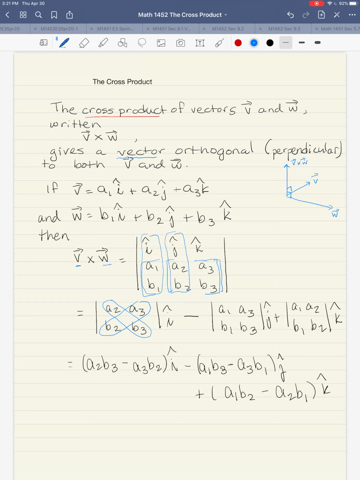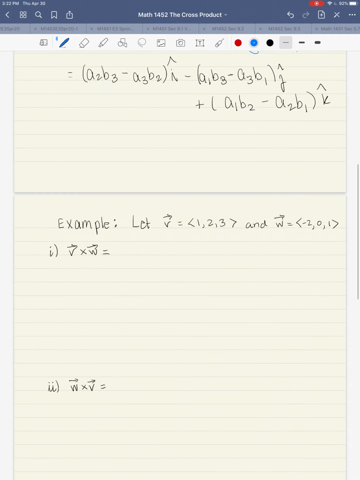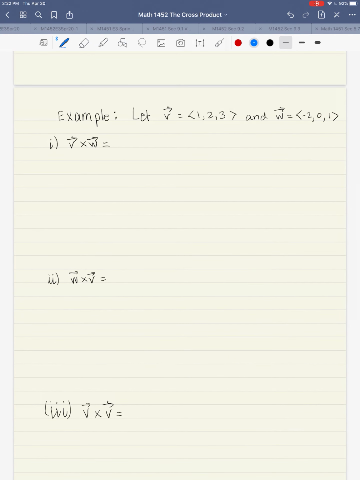We compute the 2x2 determinants by multiplying the forward diagonal numbers together, multiplying the reverse diagonal numbers together, and subtracting: forward diagonal minus the reverse diagonal. The signs alternate. The first one's positive, then minus for the j component, plus for the k component. And that gives you a vector. So let's compute one here. We'll compute three of them.